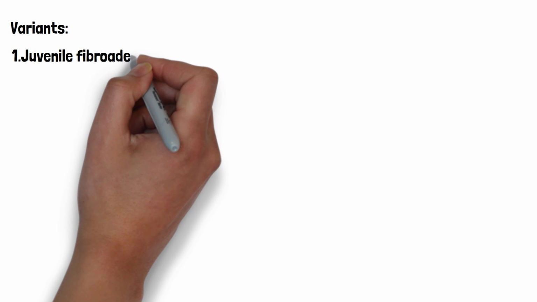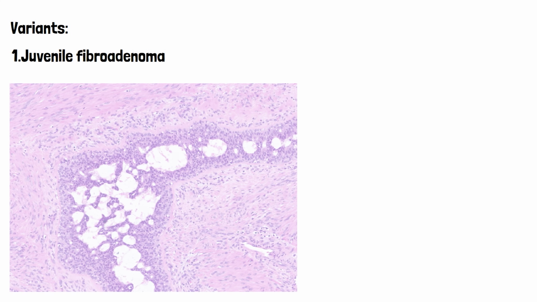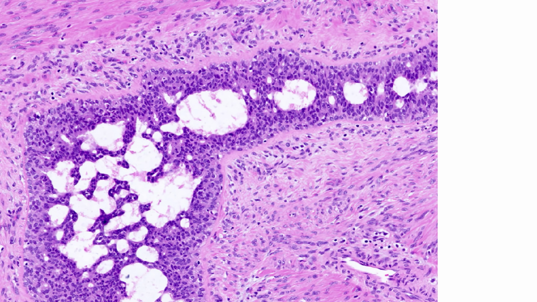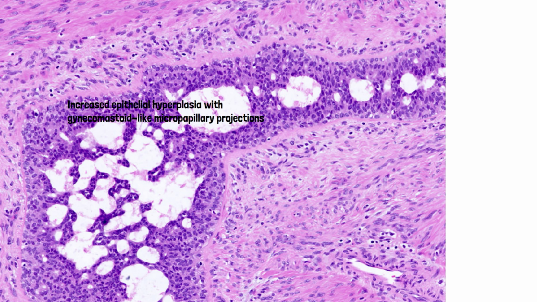Now we can just look into two variants, because of the risk for malignancy. There are many variants, but due to the risk of malignancy, we are looking at just two. One is juvenile fibroadenoma. In juvenile fibroadenoma, you can see the epithelium become hyperplastic, so increased epithelial hyperplasia with gynecomastoid-like micropapillary projections can be seen in this variant.